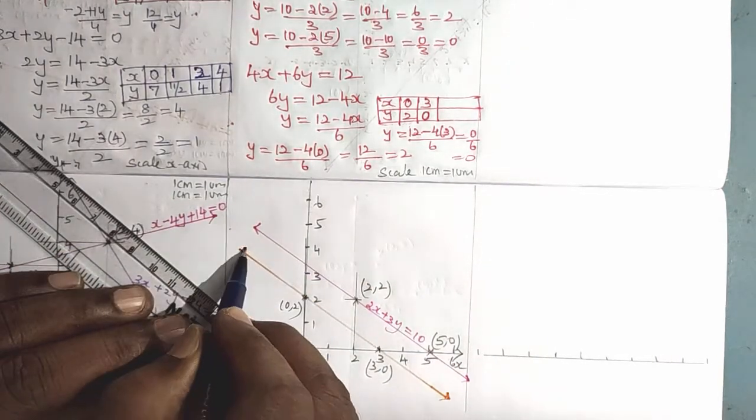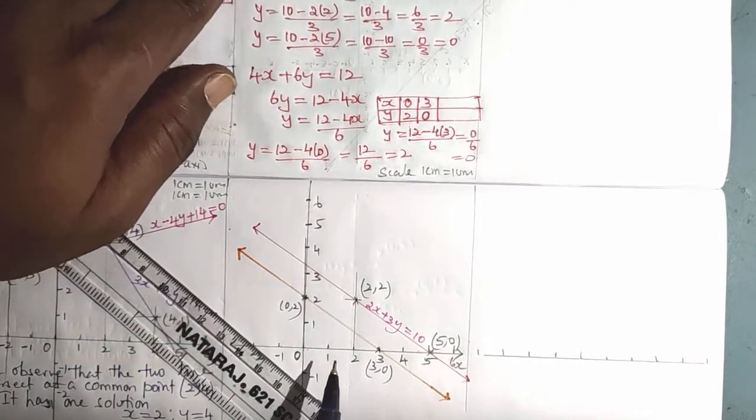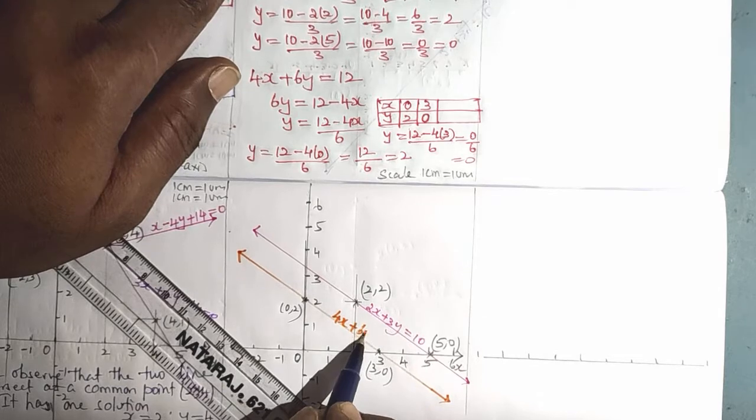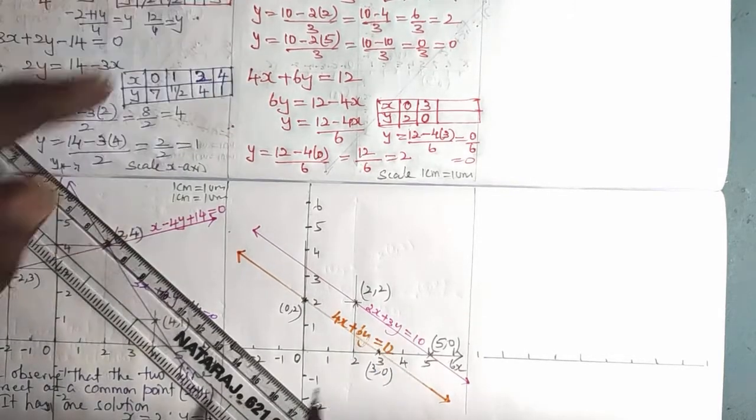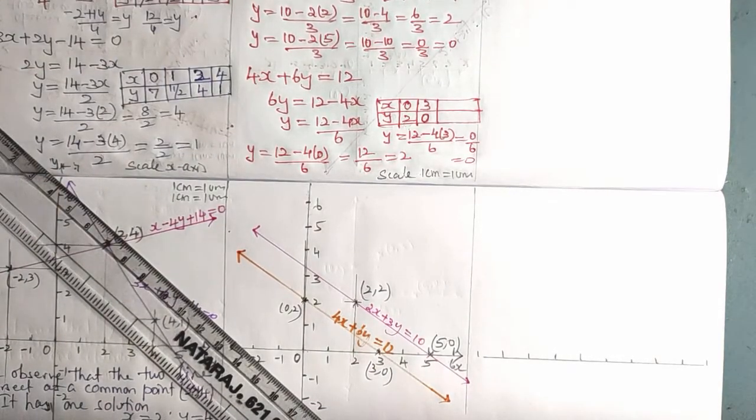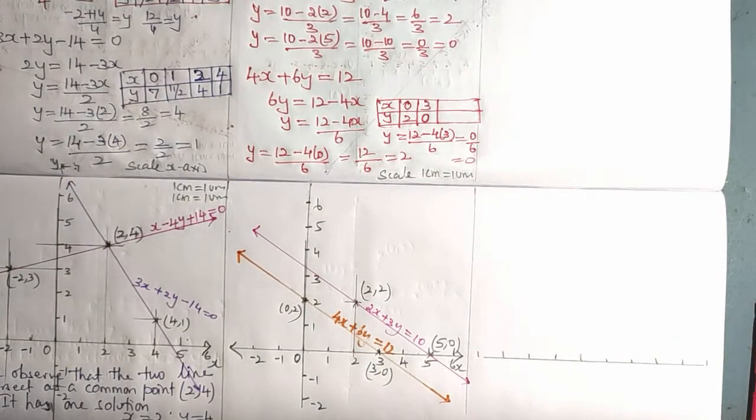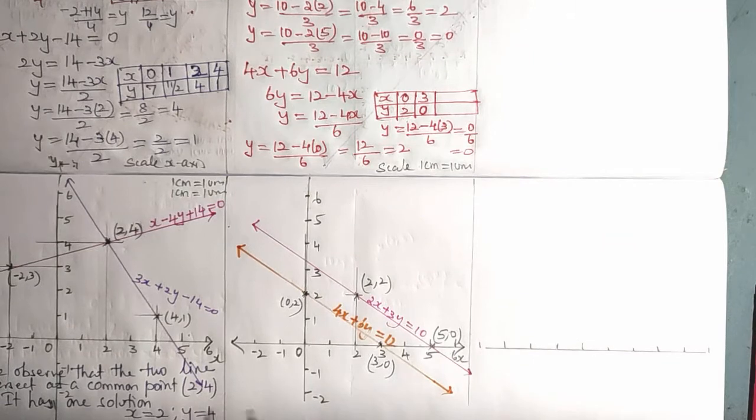What does this straight line represent? This straight line represents the equation 4x plus 6y is equal to 12. So what is our observation from the 2 graphs? We observe that the 2 graphs are not intersecting at any point.